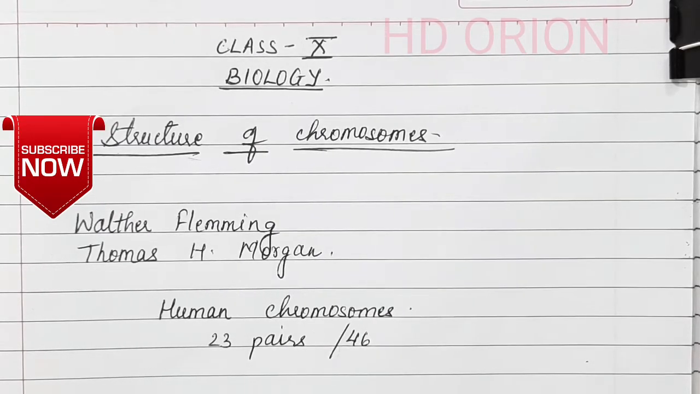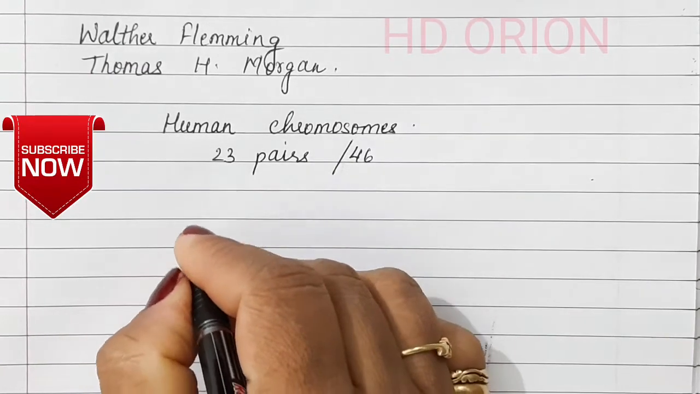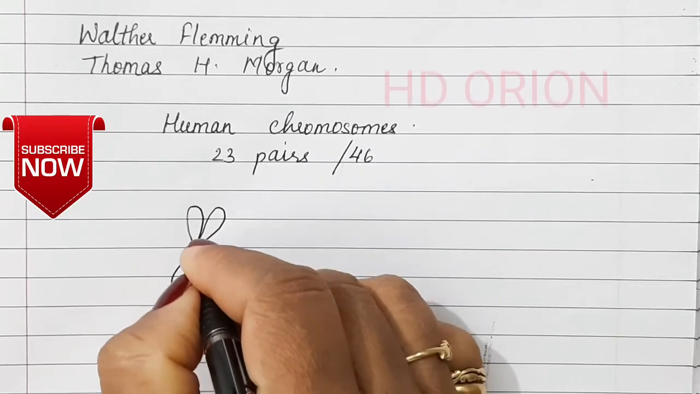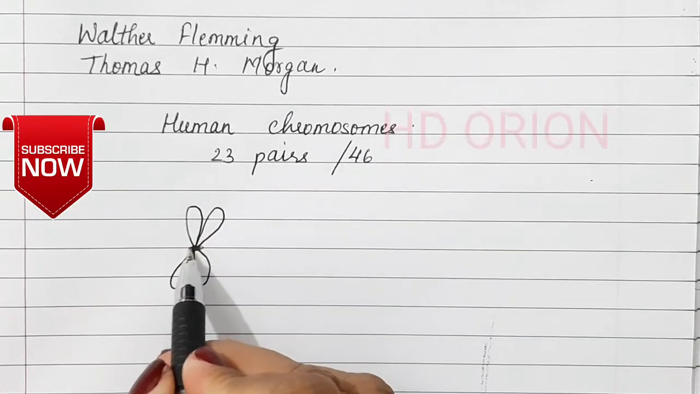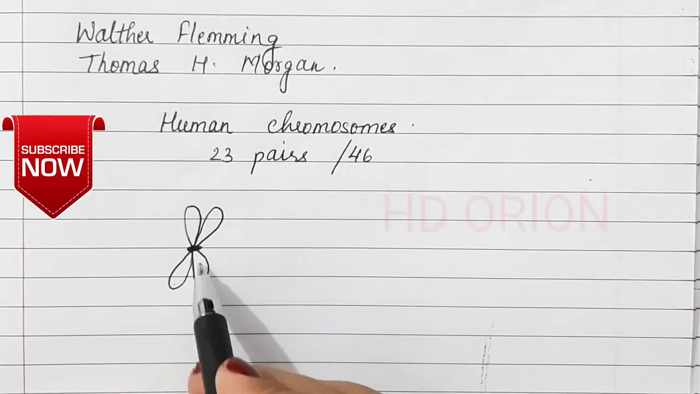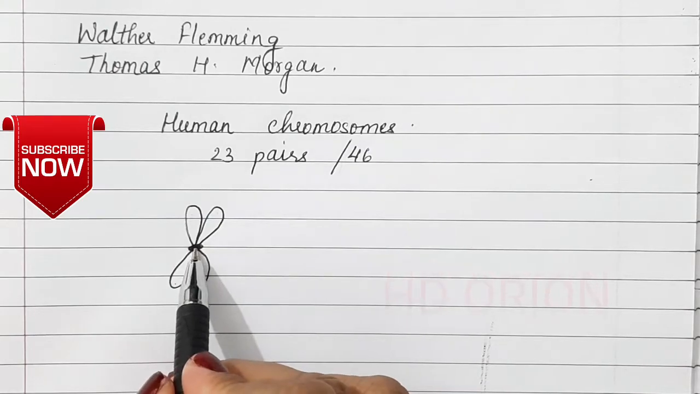Basically, when we draw a chromosome, it looks like this. There is a centromere in the center. This is one chromatid and this is another chromatid, and this is the centromere. This centromere is also known as the primary constriction.